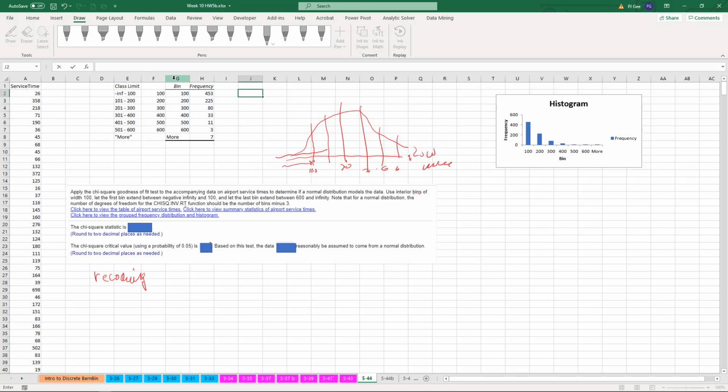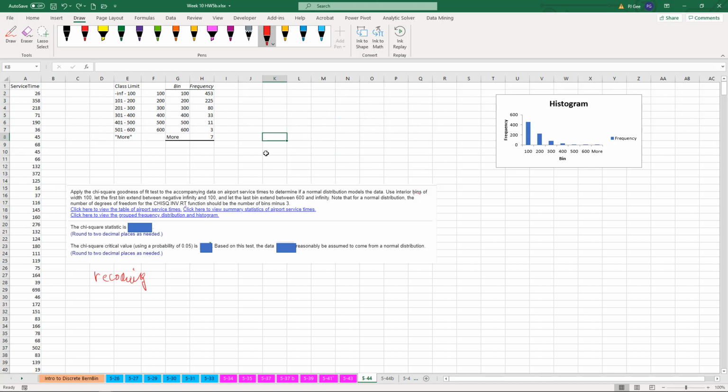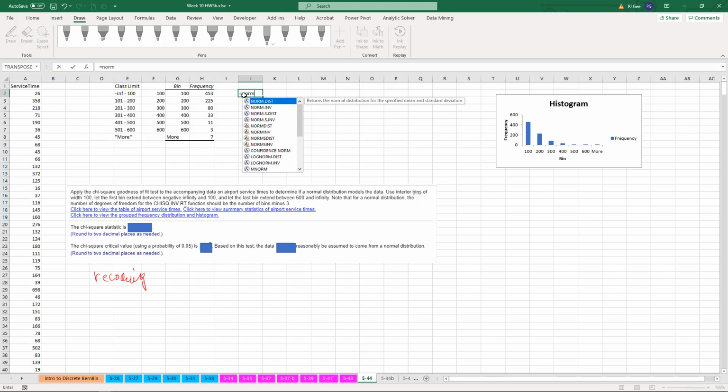Okay, so let me get rid of all the red I just drew there. Control Z, Z, Z, Z, Z. Okay, so let's get rid of that. Okay, we're just running the norm.dist on this data. Okay, so let's type it in. Equals norm.dist, and what does it want? It wants an x value, okay? So we need to give it the x value. Okay, so what do we put in there?